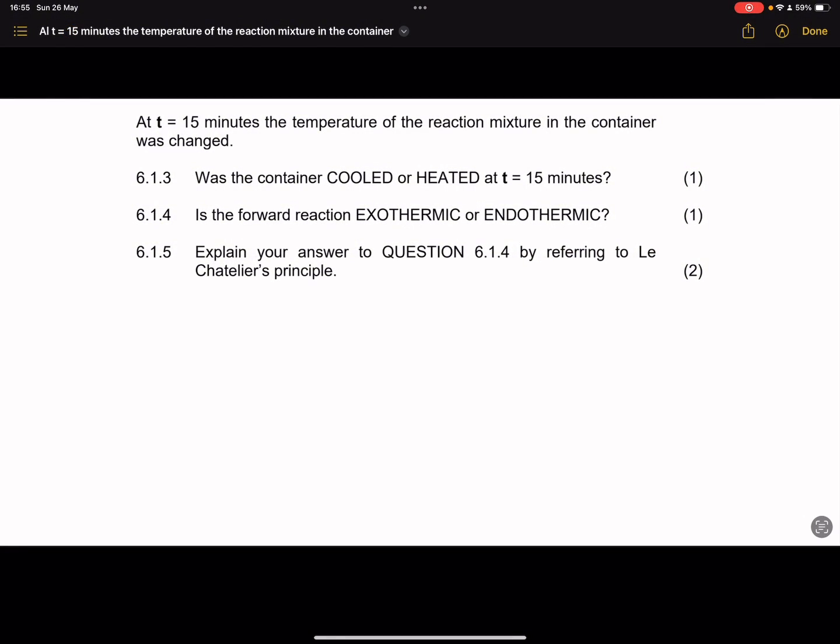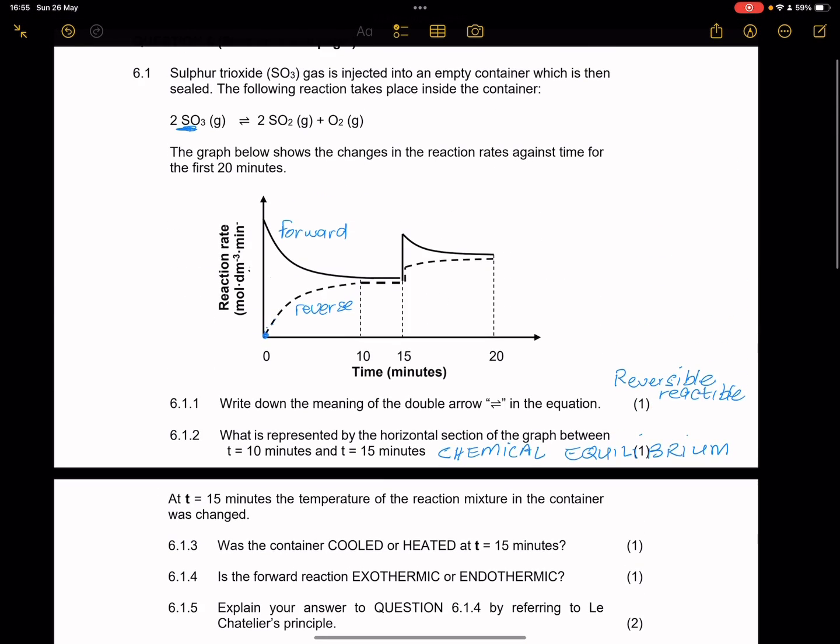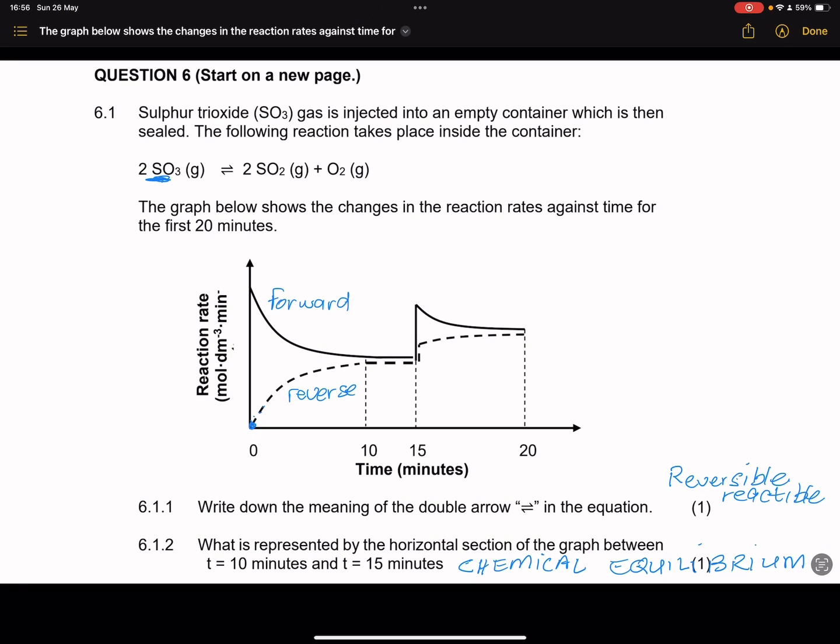So they say at t equals 15 minutes, the temperature of the reaction mixture in the container was changed. So I want us to note in this case, what happened at t equals 15? Now you'll notice that the rate of the forward reaction simply surged up. So this indicates to you that the forward reaction is the one that depends on temperature the most. Remember, as I increase temperature, we usually favor the endothermic reaction. So automatically that tells us that the forward reaction must therefore be favored.